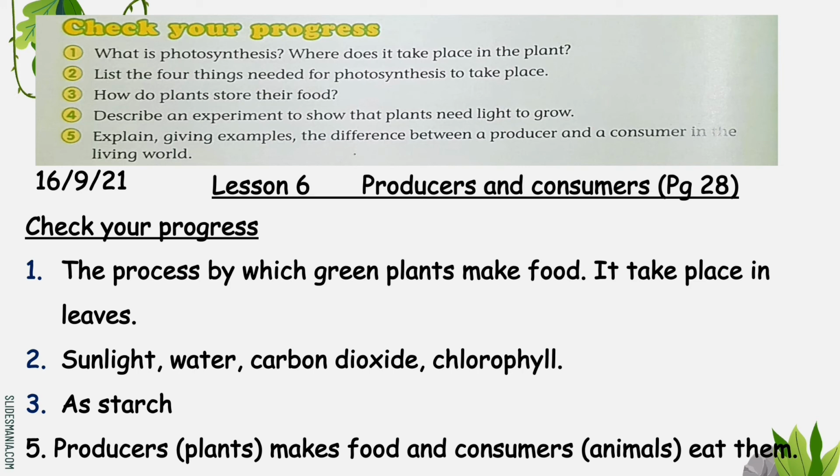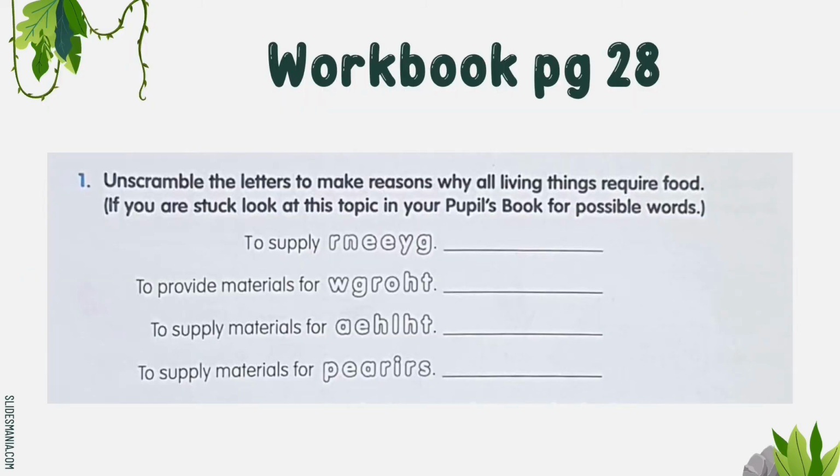Okay, so now when you have finished writing this, we will do the workbook, page 28. Unscramble the letters to make reasons why all living things require food. Okay, so why we need food? To supply, yes, to supply energy. And to provide materials for what? For growth. To supply materials for health. And to supply materials for repairs. So this is why we need food.